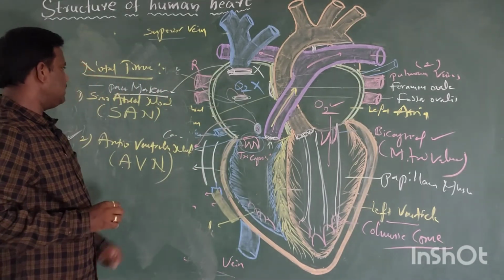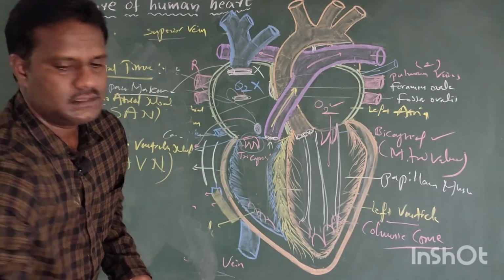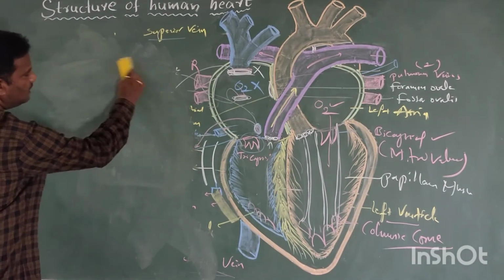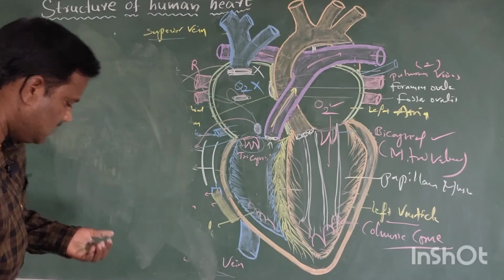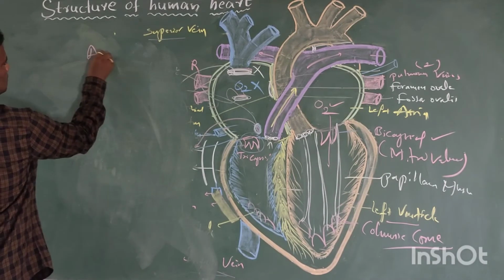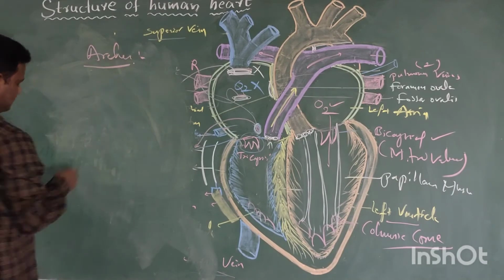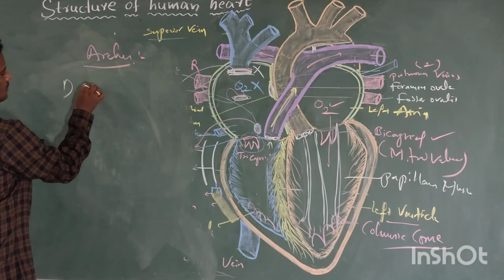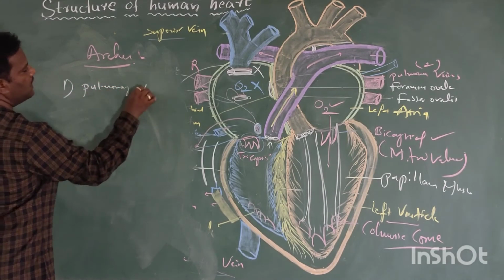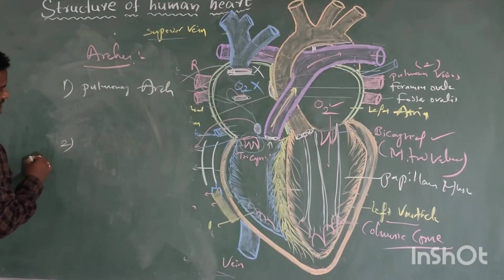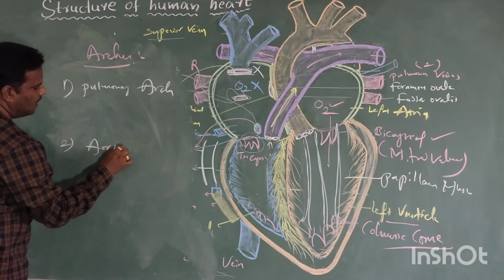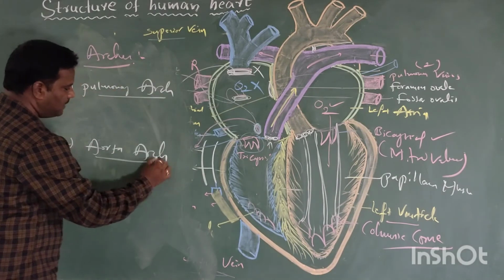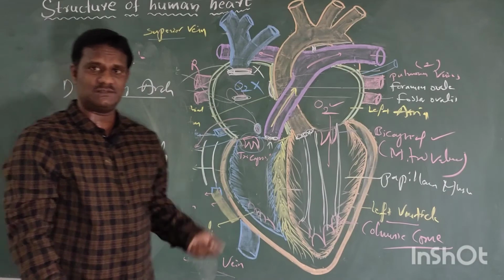Here, Nana? And next, the important point: mainly two types of arches are present. One is the pulmonary arch, and the second one is the aorta arch. So where is the pulmonary arch and where is the aorta arch present?